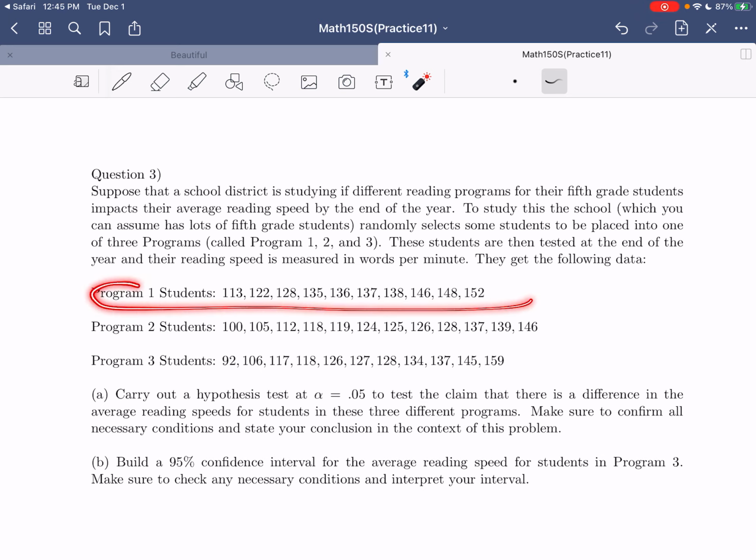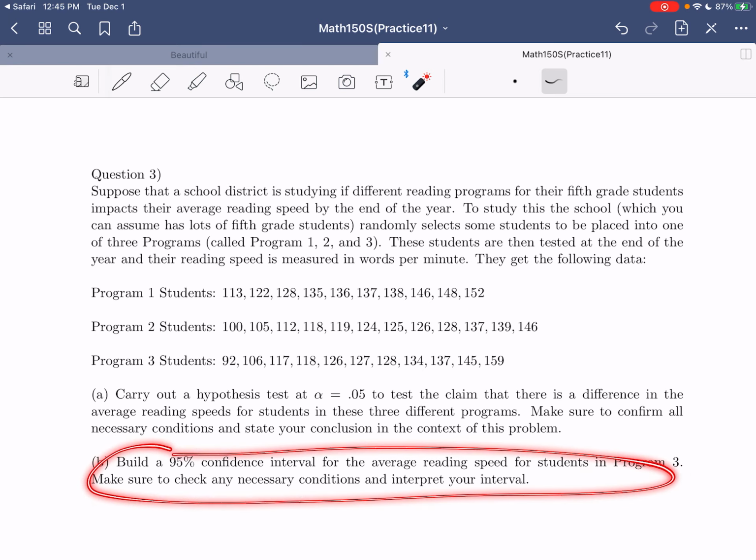So here's the students who were in Program 1. There was a student in Program 1 who had a reading speed of 113 words per minute at the end of the program, somebody 136, somebody 152, etc. In Program 2, we can see that they had 100 and 105 all the way up to 146. And in Program 3, somebody was as low as 92, somebody was at 127, somebody was all the way up at 159. So we're going to carry out a hypothesis test at alpha equals 0.05 to test the claim that there is a difference in the average reading speeds for the students in these 3 different programs. Okay, and then part B, we'll do a confidence interval.